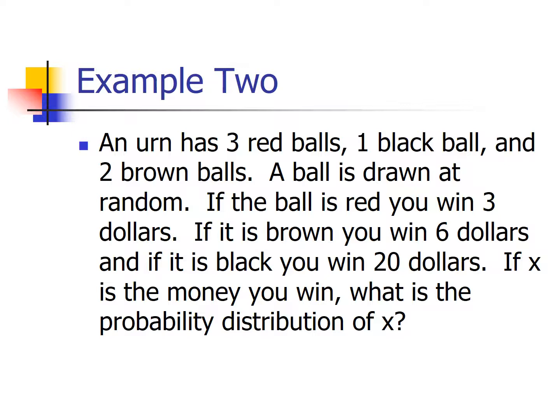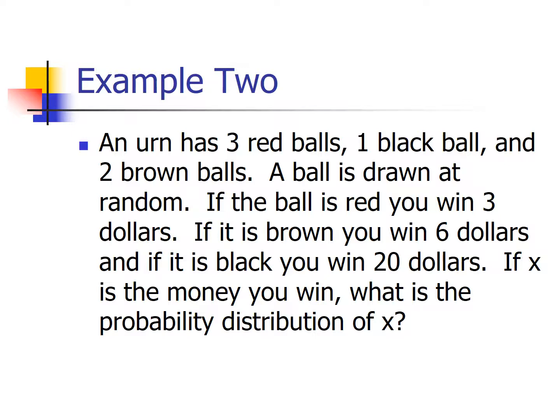And we play a super fun game. You reach in, you pull a ball out at random. If the ball is red, then you win $3. Wow, congratulations. If the ball is brown, then you win $6. And if it's black, oh my goodness, black is the money ball. If it's black, wealth and riches beyond your wildest dreams. $20. Oh my. Now, if X is the money that you win, what is the probability distribution of X? We'll do it on the next slide.